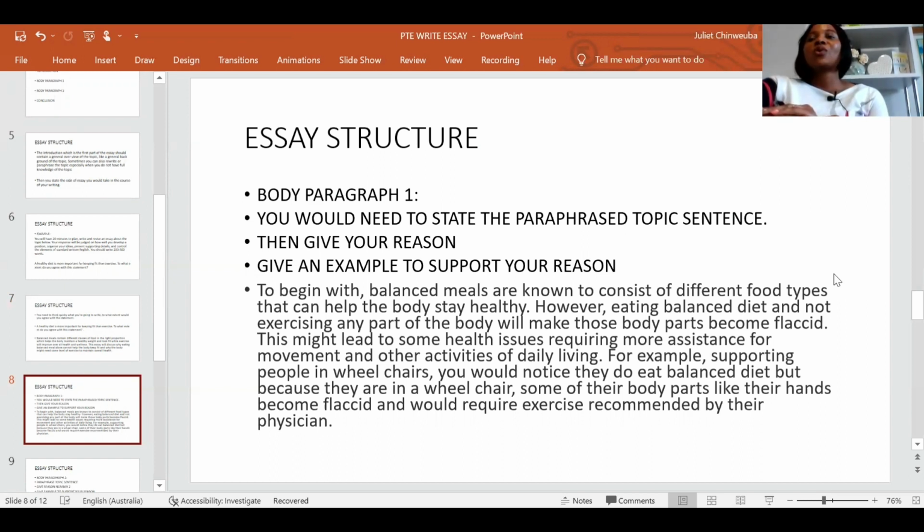Balanced meals are known to consist of different food types that can help the body stay healthy. Did you see a paraphrase there? That's the paraphrase of the topic sentence. I say, balanced meals are known to consist of different food types that can help the body stay healthy.